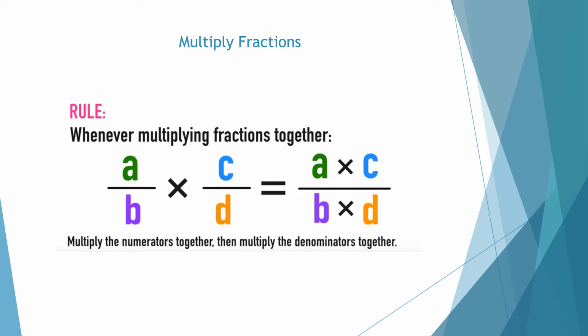Know the rule. Whenever multiplying fractions together, for example, a divided by b multiplied by another fraction c divided by d is equal to, what you need to do? You need to multiply the numerators first, that would be a multiplied by c, and then multiply the denominators together, that is b and d. So it would be a multiplied by c divided by b multiplied by d, right?